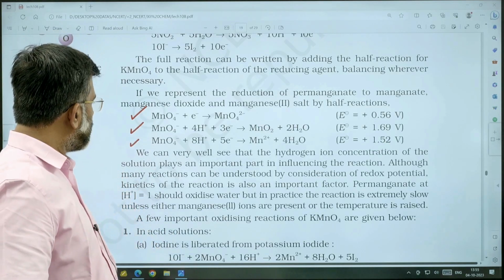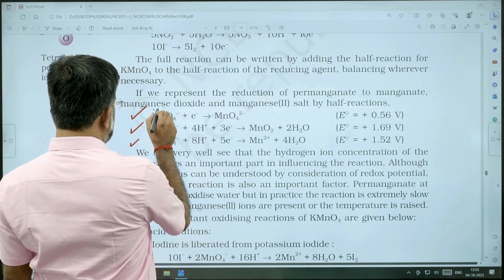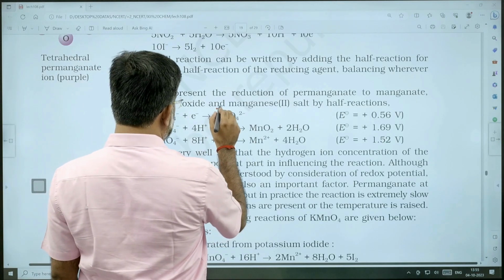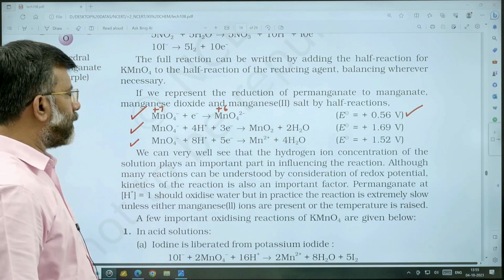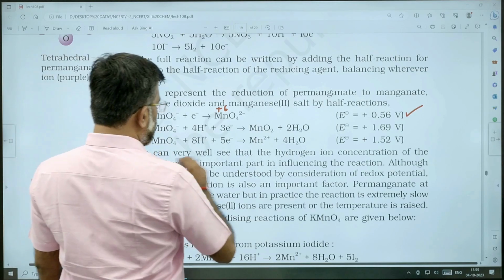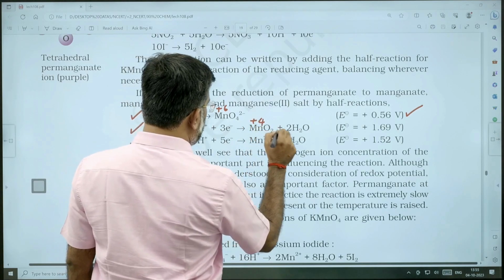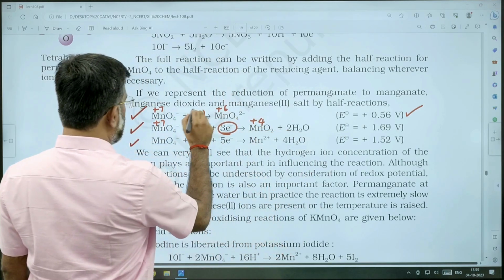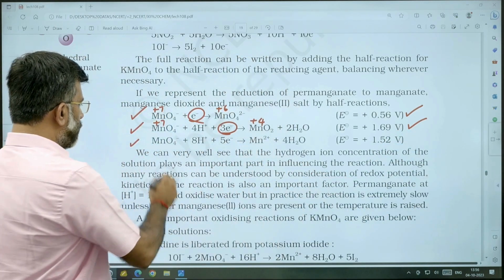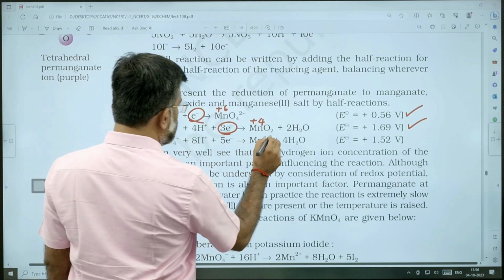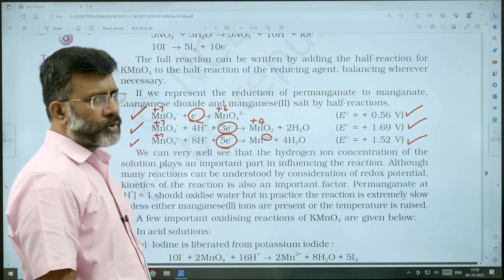there is a change in the characteristic of potassium permanganate. You see, permanganate is converted to manganate: MnO4 minus, +7 changes to +6. Potential is +0.56 volt only. Permanganate converted to MnO2: +7 changes to +4, N factor is 3. Here the N factor is 1, and the potential is 1.69 volt. While permanganate +7 changes to +2, the N factor is 5 and the potential is 1.52 volt.